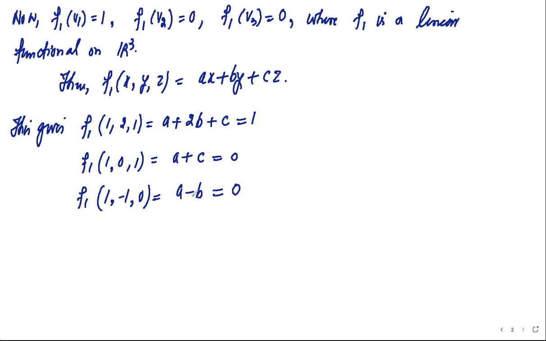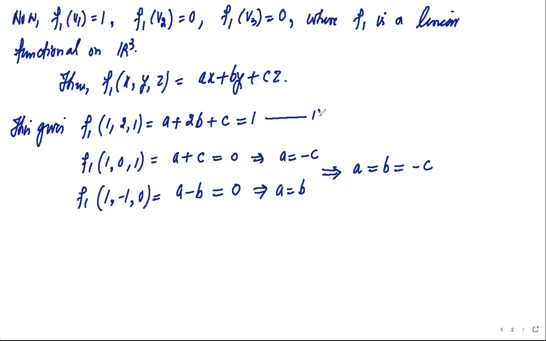Now from this equation we will get a is equal to b. So this equation gives a is equal to b, and this equation gives a is equal to minus c. So these two equations in combination give us that a is equal to b, so this gives us a is equal to b is equal to minus c. So we can obtain the values from here now.